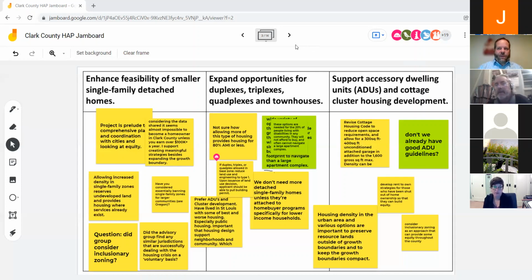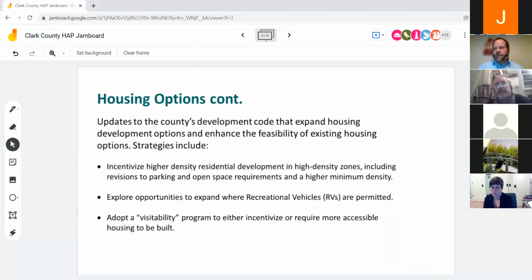Thanks, Jamie. And in just a few slides, we'll get to some of our strategies targeted to more subsidized affordable housing, or to support affordable housing. But just to wrap up the housing options discussion, we had a few more strategies that we want to remind you of: incentivizing higher density residential development in high density zones, so making sure we don't get low density development in high density zones. That's one of the things we're looking at. Exploring where recreational vehicles are permitted, looking at some additional commercial zones where they're not currently permitted. And another example is adopting a visitability program to incentivize or require more accessible housing to be built. And I know I saw a sticky note on the previous page having to do with homes for people with disabilities. So those are three more examples.